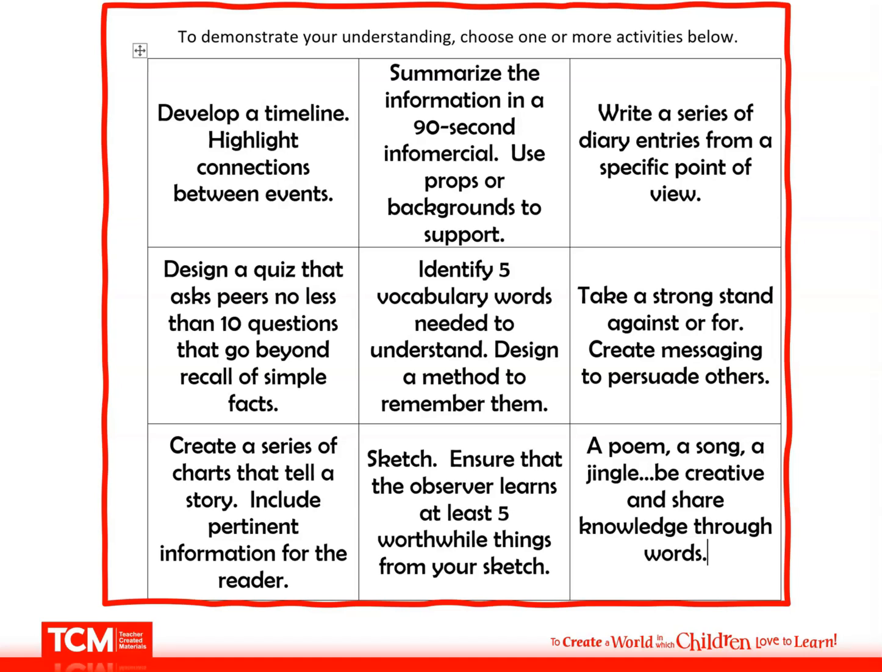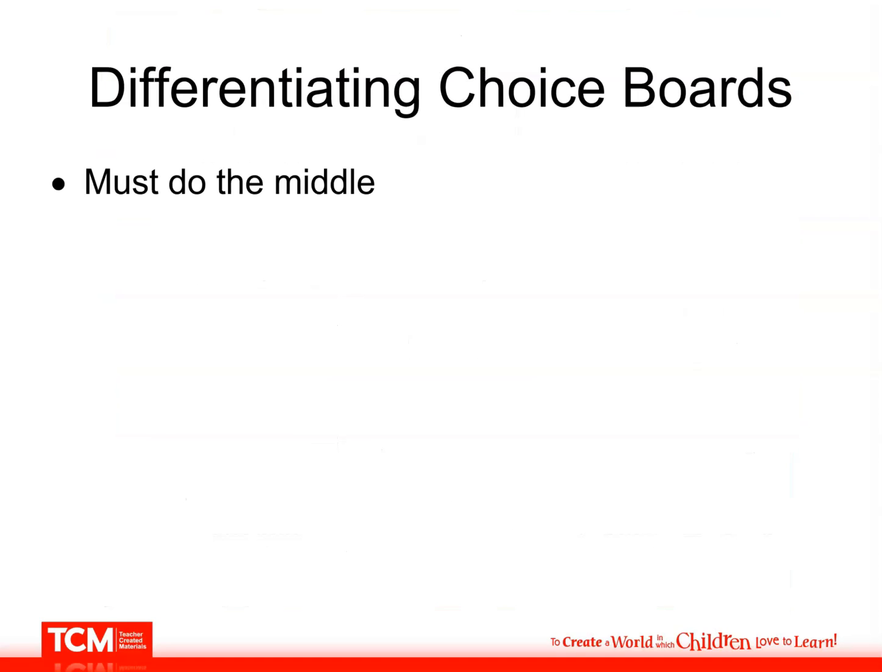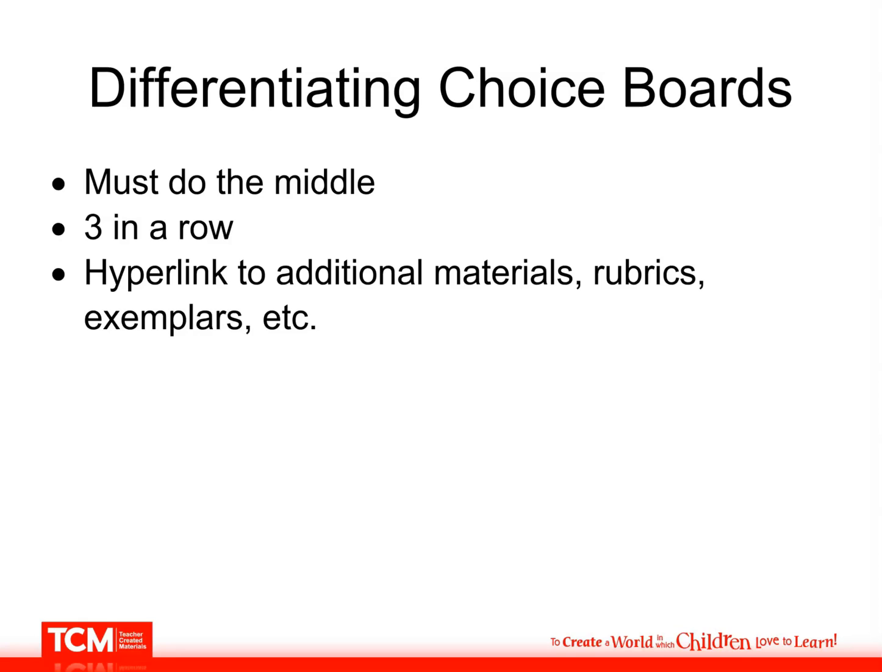Now, the cool part about choice boards is that even if you give every single student a choice board, you have 25 students, every student gets the exact same choice board, you can still differentiate them. You can say, okay, in order to be successful, you must do the middle. So if there is something you're like, oh, but all of my students have to do this, fine, put it in the middle and say, everyone must do the middle. Instead of saying choose 1, you could say do 3 in a row or choose 3. You can absolutely hyperlink to additional materials and rubrics, exemplars, etc. You may color code your choice board.